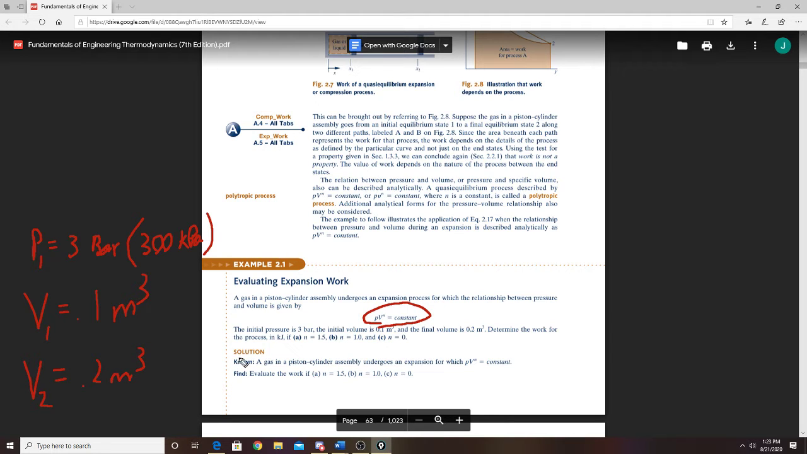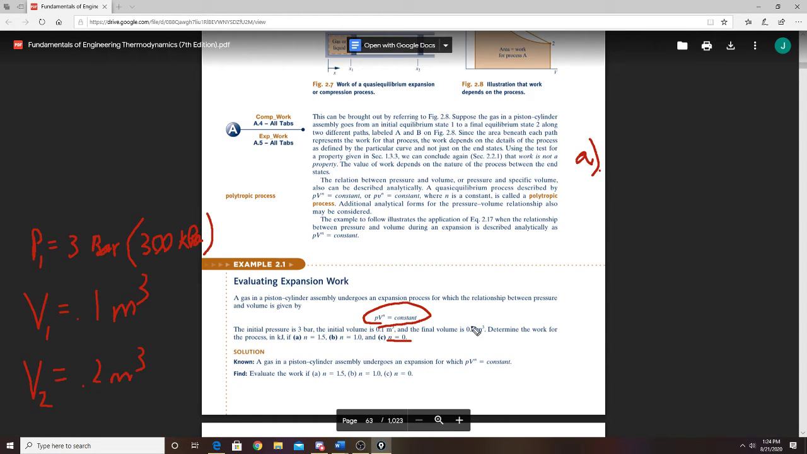And it says determine the work for the process in kilojoules if n is equal to 1.5, 1, or 0. So let's just pick one of these. These two cases make it really easy, right? So really quickly, the 3 cases that you will probably receive are the following ones right here. Essentially, you will have one that is not 1 or 0, 1, and 0. So let's do the first one first, really quickly up here.